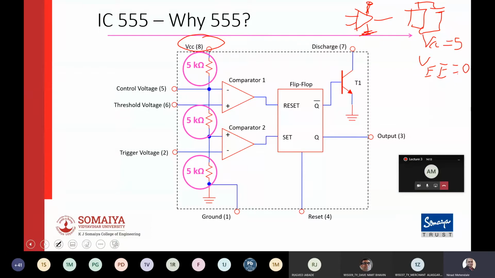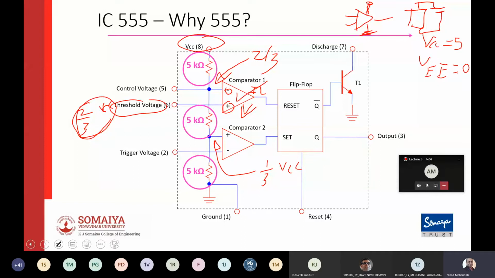Next thing, the op amp's negative terminal goes at 2/3 of VCC, and this comparator's positive terminal goes at 1/3 of VCC. Now, this op amp's output will go high only if the positive terminal voltage increases above the negative terminal voltage. So this op amp will switch only when my voltage at the threshold pin crosses 2/3 of VCC. When it becomes more than 2/3 of VCC, this op amp will go high.